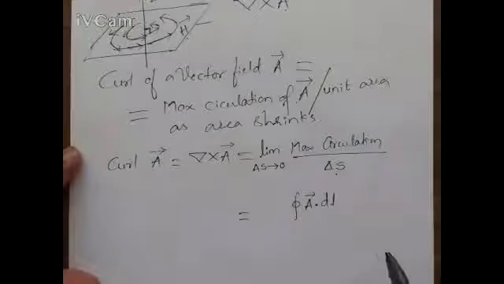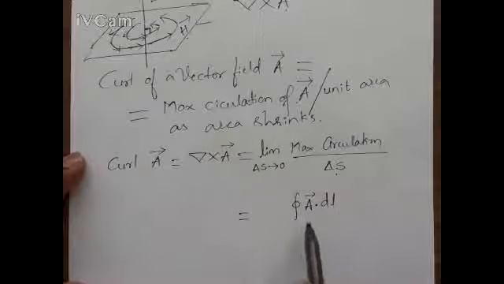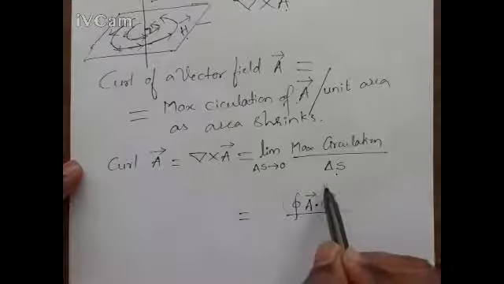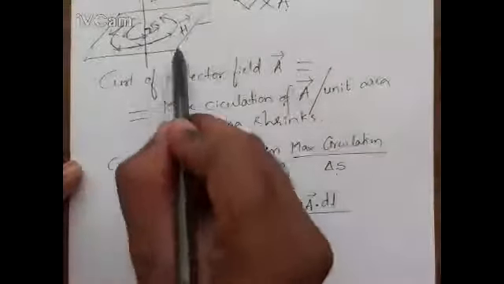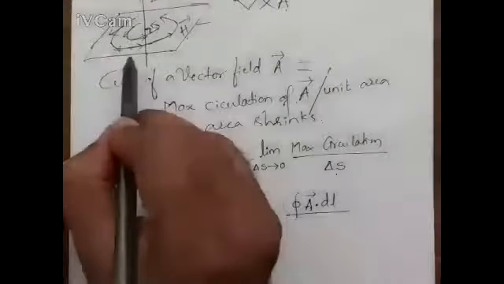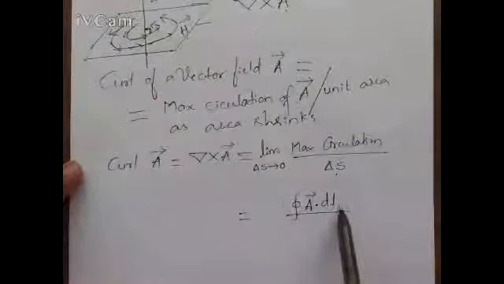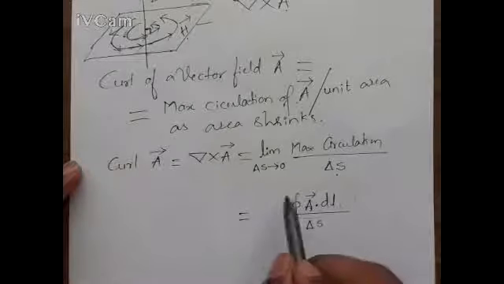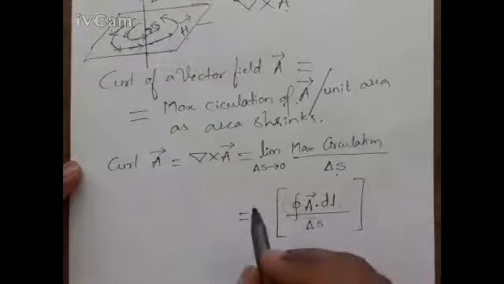It's a closed path around some line, because A is what? A is a vector, and this is the maximum circulation. If I take a line at the outermost path of this, this will be a closed surface. The outermost path of that will be this maximum circulation. This is the maximum circulation per unit area, and this we can take in the limit.